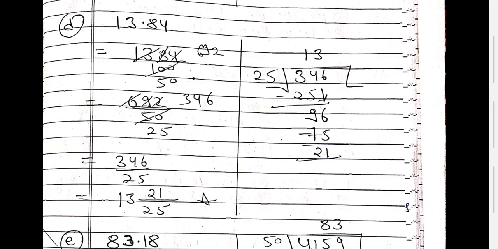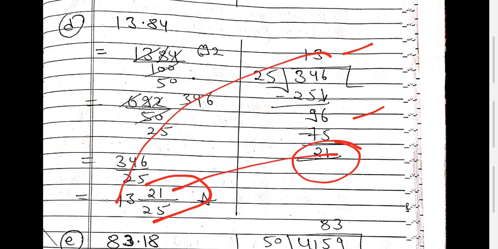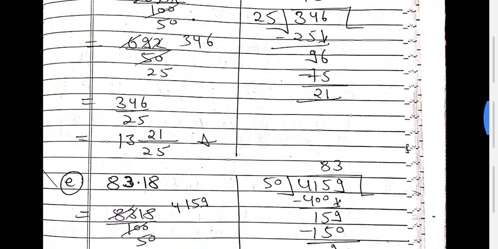Now the upper part is greater, so divide into a mixed fraction. Just divide: 25 ones are 25, you get 9 here, then write the next digit, it becomes 96. Now 25 3s are 75, you get 21. So what you do, write 25 as it is, remainder on the upper side and quotient in front of it. So your answer is 13 and 21 upon 25.